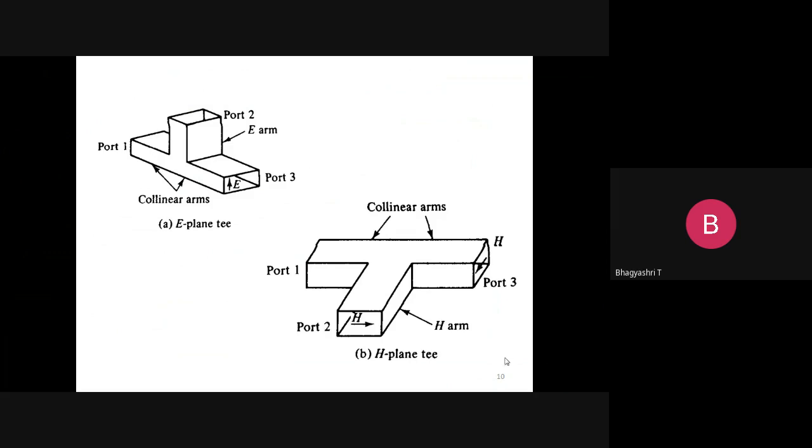This first diagram shows the collinear arms of an E-plane T. These are the collinear arms, port 1, port 3, and this is the E arm, port 2. These collinear arms, port 1 and port 3, are interchangeable. Port 2, the E arm, is not interchangeable. So always remember that. Now this is the H-plane T. In the H-plane T, this is the H arm, then port 1, port 3. These are the collinear arms.